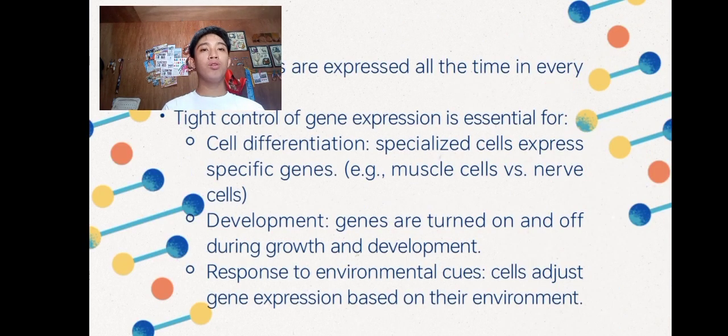Not all genes are expressed all the time in every cell. Tight control of gene expression is essential for, first, cell differentiation. Specialized cells express specific genes. Examples are muscle cells versus nerve cells. Next, it is also essential in development. Genes are turned on and off during growth and development. Lastly, it is important in response to environmental cues. Cells adjust gene expression based on their environment.